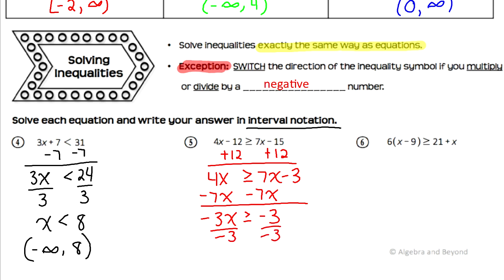Again, pausing to check, I'm dividing by -3. So since I'm dividing by that negative, I am going to have to switch my inequality symbol around. So now it's less than or equal to 1.